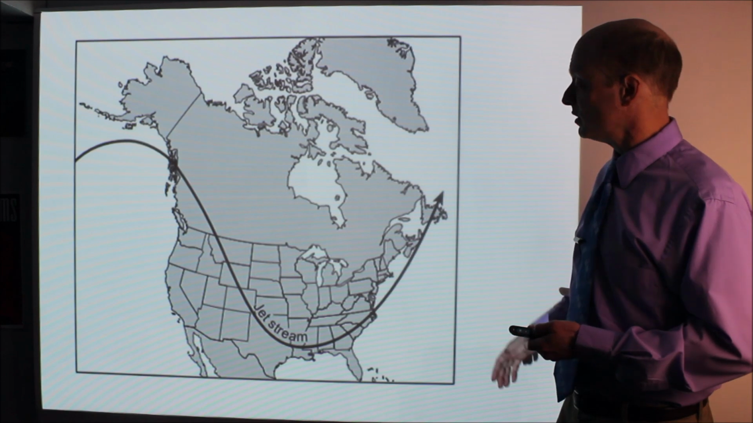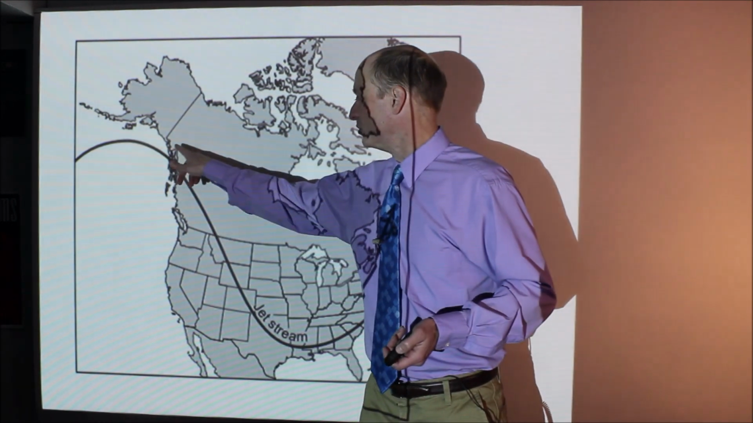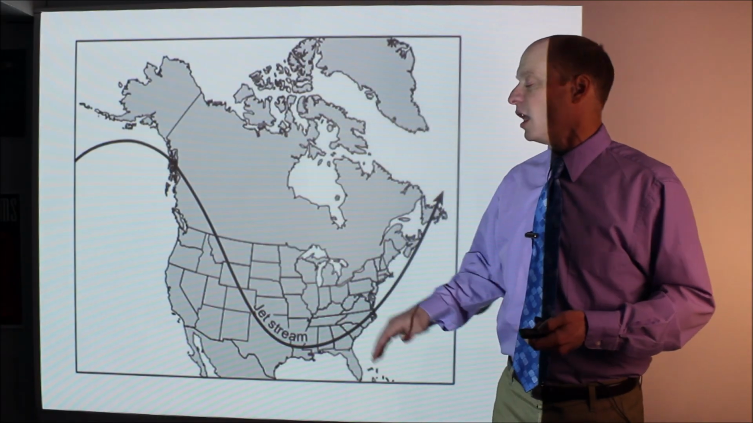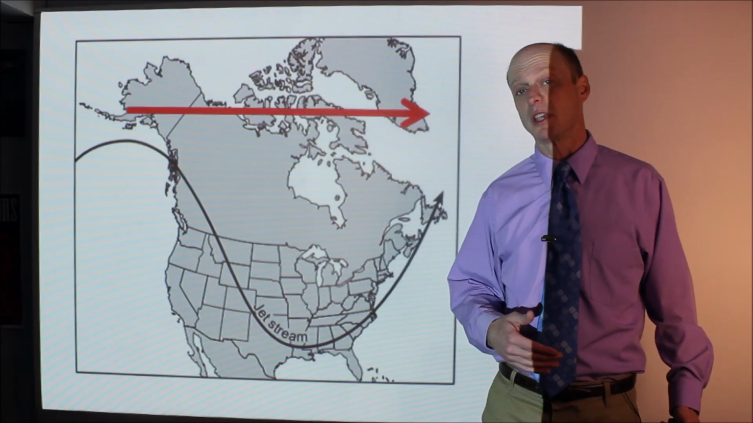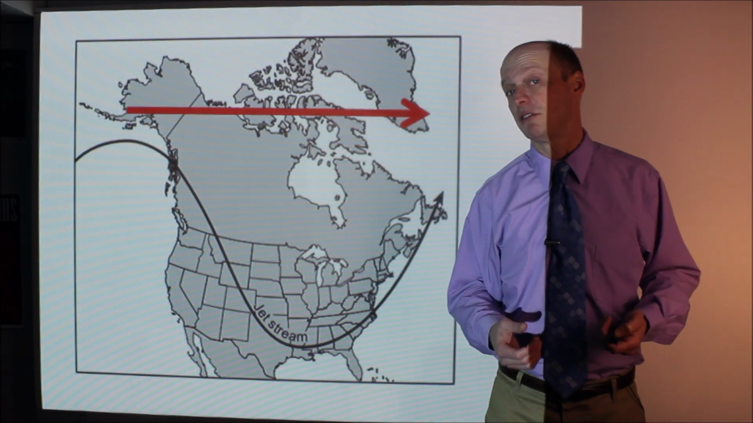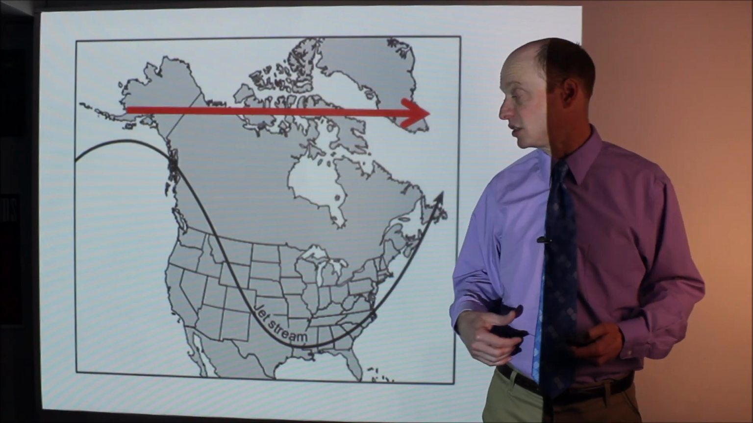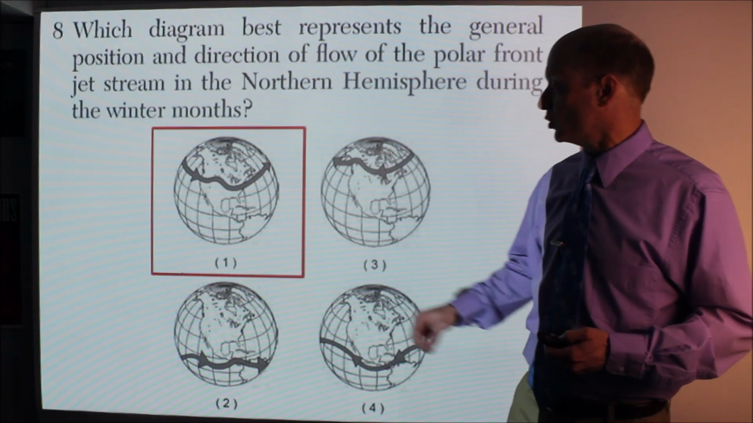So this is a diagram showing a typical winter polar jet stream, how it kind of comes down from the north like this. And it's always in this direction. Over the U.S., the way the prevailing winds always go is always from west to east. So your answer here is going to have to definitely be in that direction. And this is the best answer, choice 1.